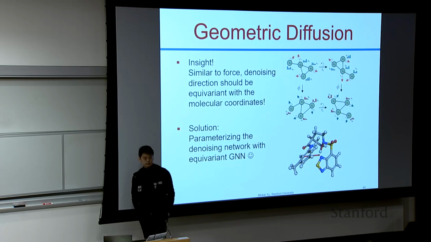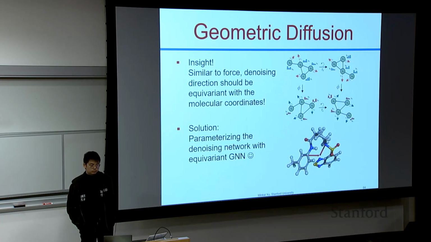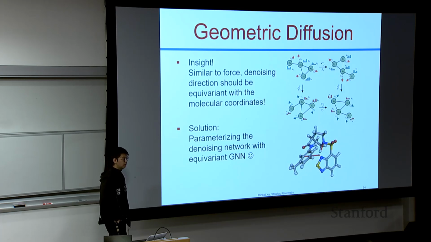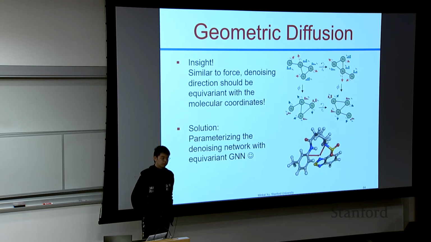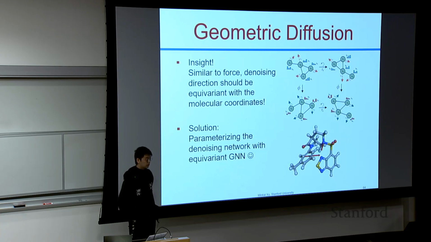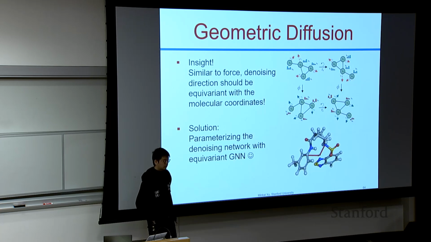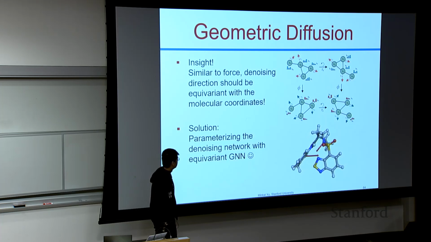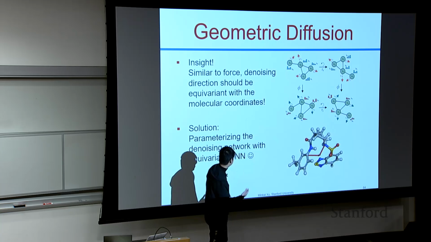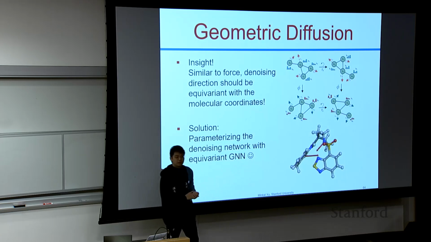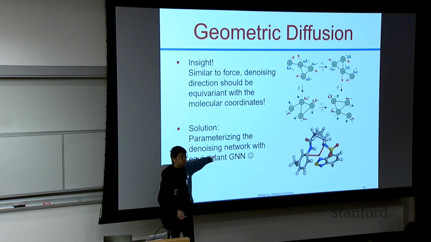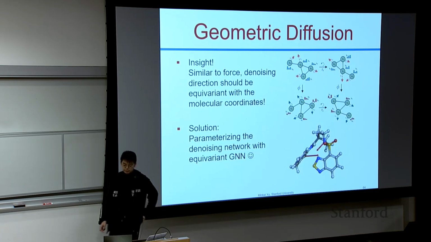Maybe we also need to give the neural network the power to capture the equivariance. So how to denoise? The denoising vector should also be equivariant with the input structure. No matter how you rotate your structure, the denoising direction should rotate together. So this gives us the motivation to impose this inductive bias into our model. And what we do is parameterize the denoising network with an equivariant graph neural network.